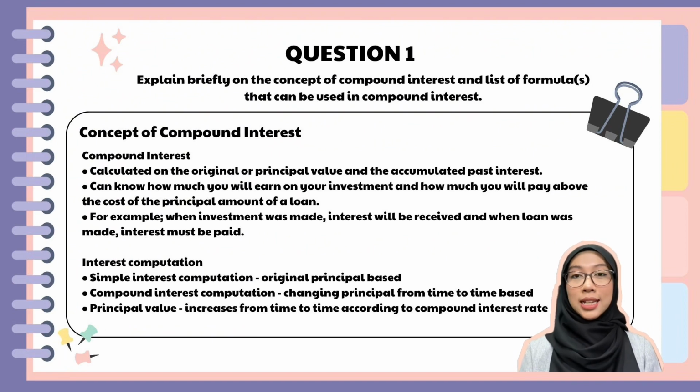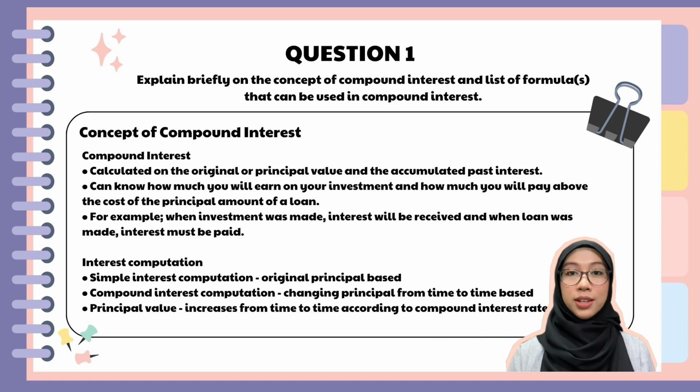Question 1. Explain briefly on the concept of compound interest and list the formulas that can be used in compound interest. Compound interest is calculated on the original or principal value and the accumulated past interest. Through compound interest, you can know how much you will earn on your investment and how much you will pay above the cost of the principal amount of a loan. For example, when you make an investment, you will receive the interest. However, when you borrow money from a bank, you will pay the interest.